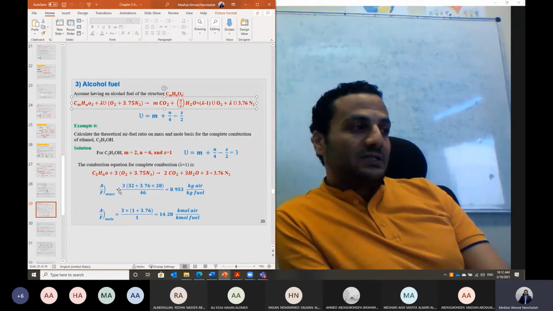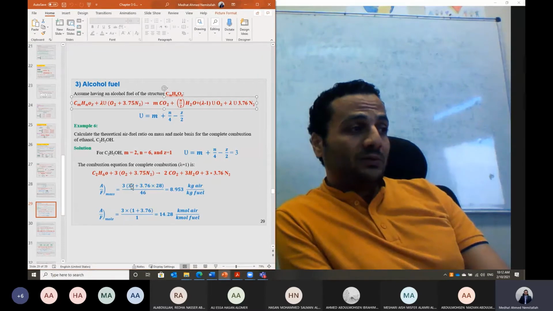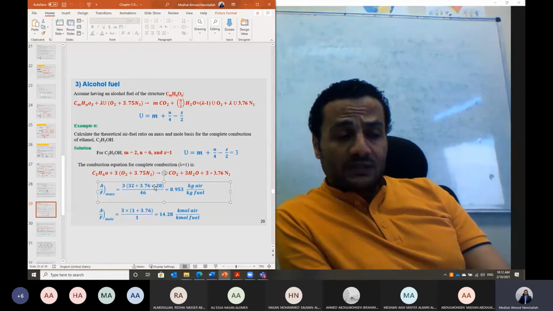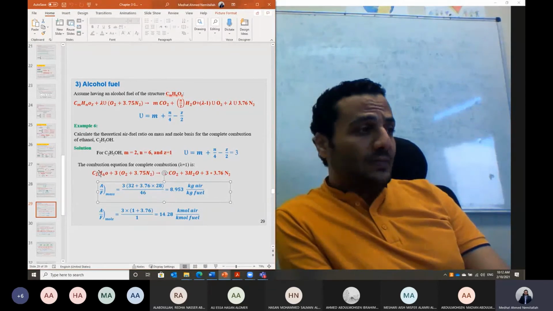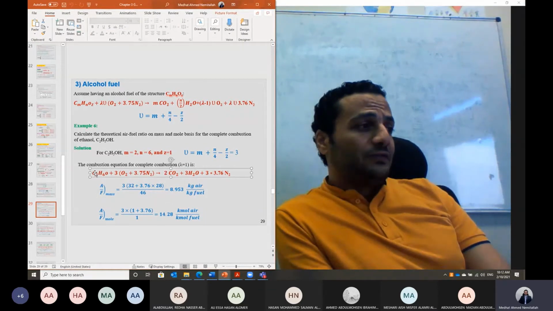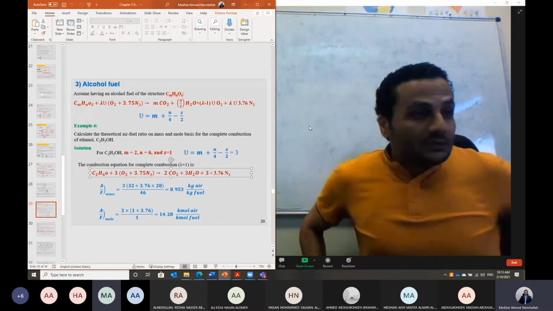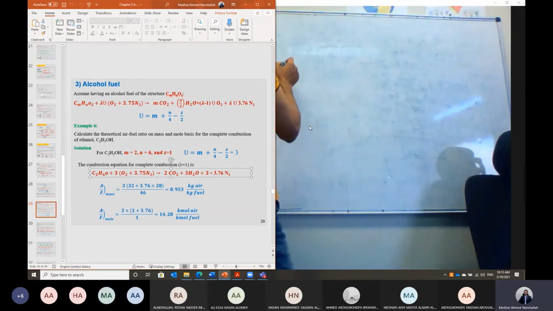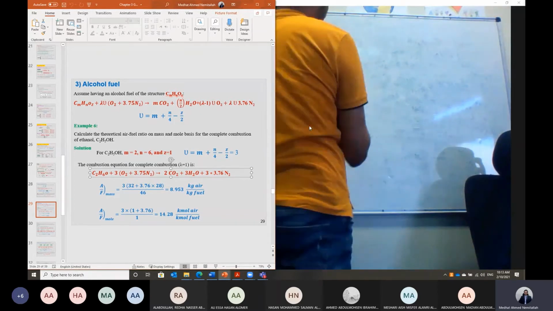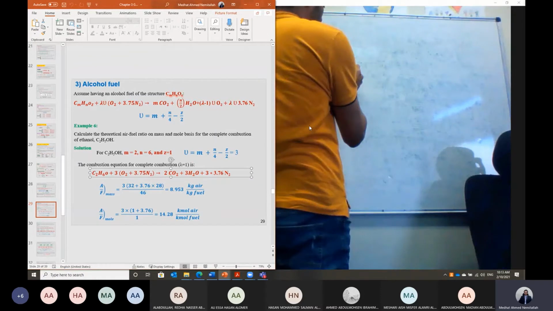So in this case, air to fuel theoretical will equal gamma multiplied by 32 plus 3.76 times 28, divided by the mass of the fuel. Mass of the fuel in this case will equal what? Mustafa, mass of the fuel in this case will equal what? For the mass of the fuel, we multiply the m by 12. So the air to fuel ratio in this case will equal the mass of air divided by the mass of fuel. And the mass of air is equal to gamma for theoretical combustion, 32 plus 3.76 multiplied by 28.